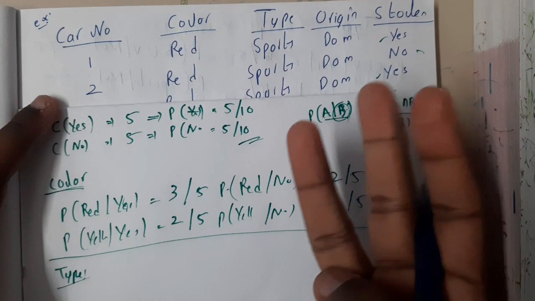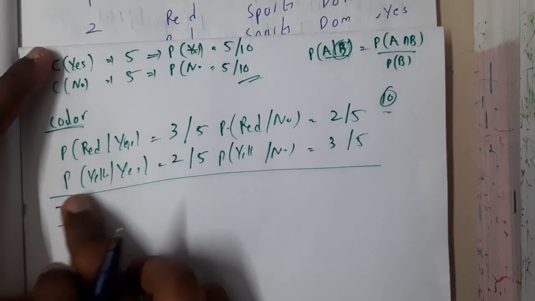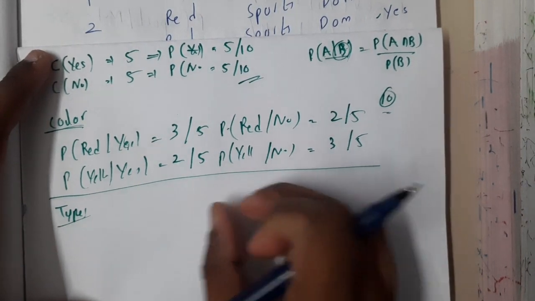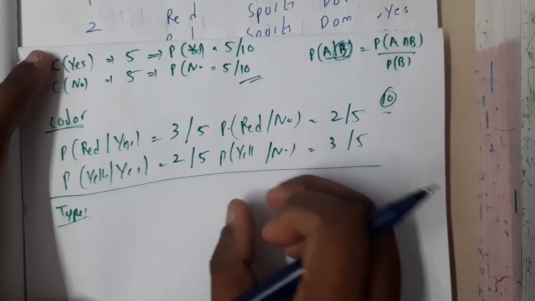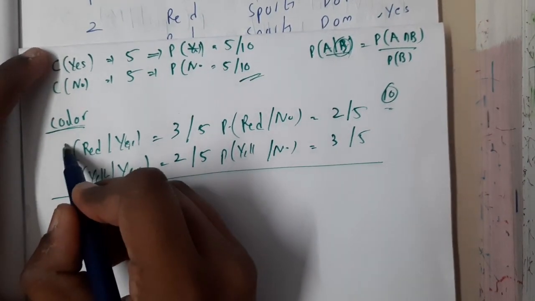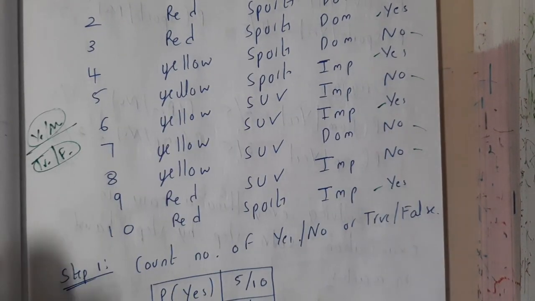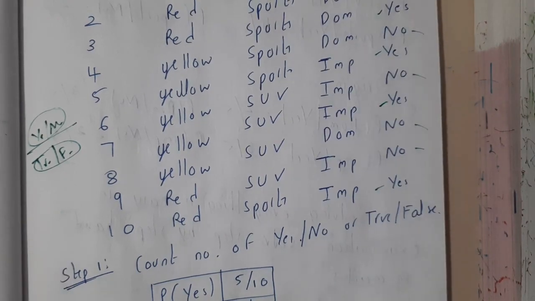If we have 3 different items, for example a green car also, the probability of green with yes and the probability of no with respect to green work in the same way. Please read it this way, guys: probability of yes with respect to red, in this way. Once you are done with that, next you will be calculating for type.